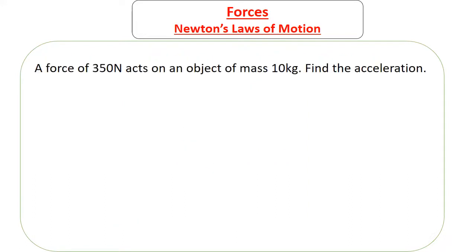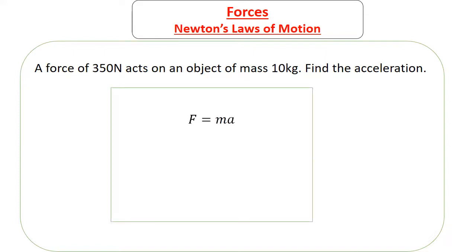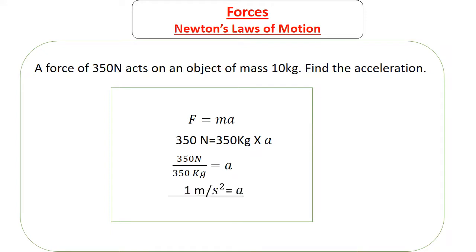Another example: a force of 350 newtons acts on an object of mass 10 kg. Find the acceleration. Again, we use the formula force is equal to mass times acceleration. We've been given the force and the mass. The job is to find the acceleration. So force is 350 newtons. Mass, again, another mistake, sorry, I was not stating my masses correctly. Mass here is 350 kg. So 350 newtons equals 350 kg times acceleration. You can divide both sides by 350 kg to make acceleration the subject. When you do that, you end up with 1 meter per second squared as the value of acceleration.